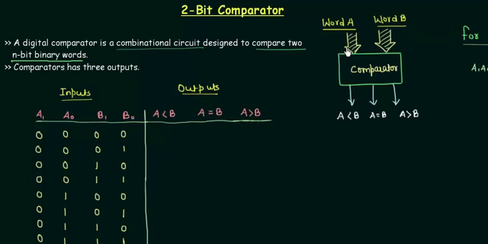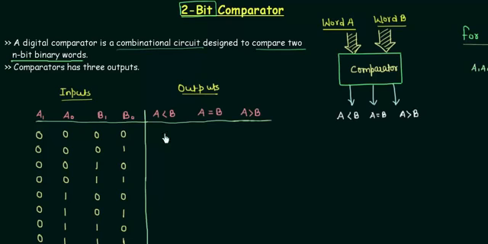In this particular case, we are going to compare 2-bit words. The next thing is that the comparator has 3 outputs. You can see here there are 3 outputs and all the outputs are single bit, which is why I have shown them by thin arrows. The first output is for the case when A is less than B. The second output is for the case when A is equal to B, and the third output is for the case when A is greater than B.